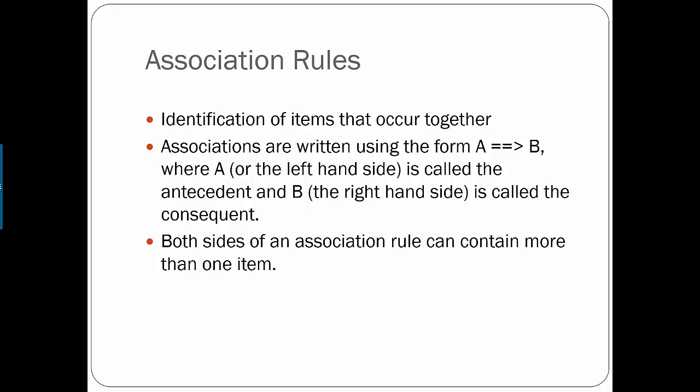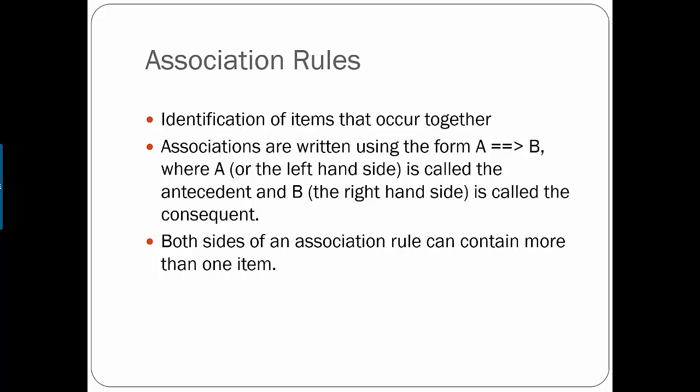Association rules look something like this: identification of items that occur together. Associations are written in this form. This is called a rule: A means B, A implies B, or if A, then B. That will be like an antecedent and consequent, where A on the left-hand side is called the antecedent and B on the right-hand side is called the consequent. Both sides of an association rule can contain more than one item.